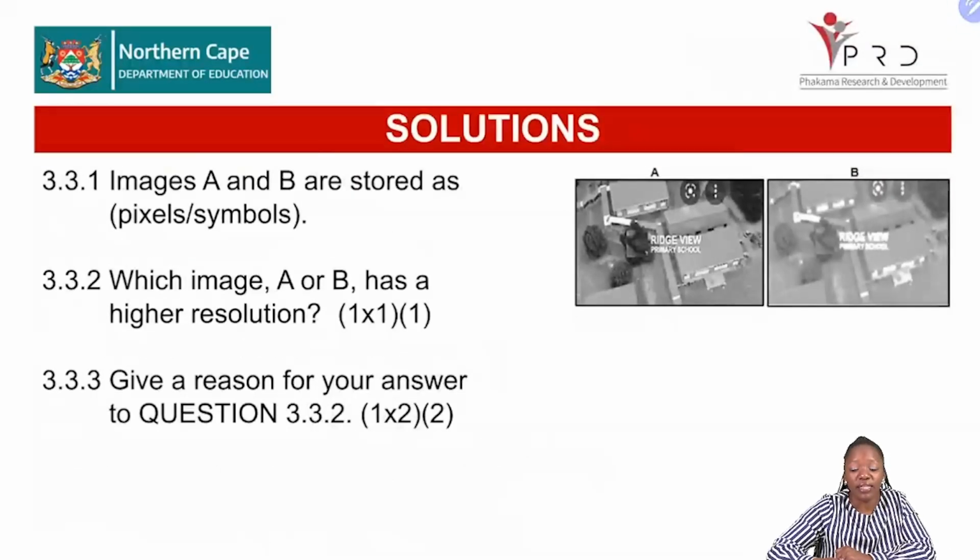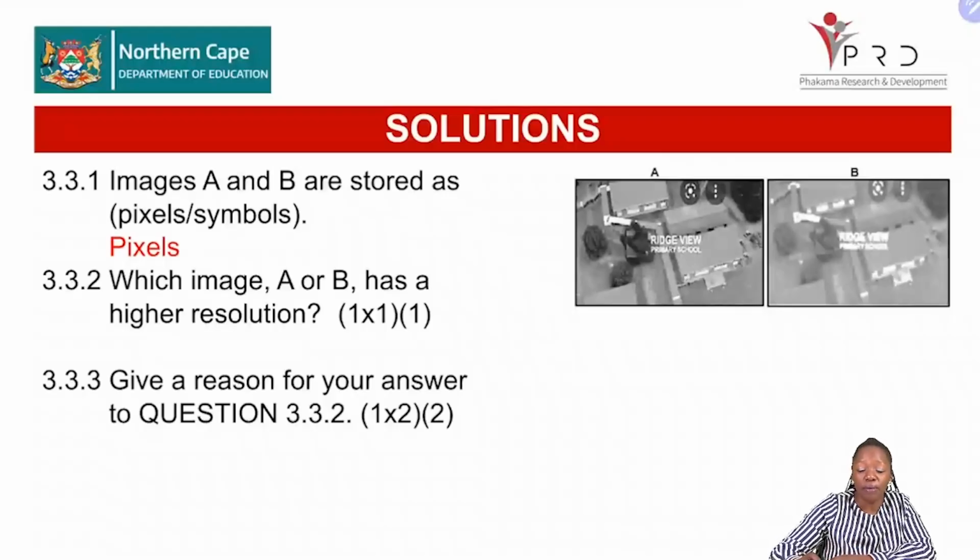Right, looking at our first question, the image A or B are stored as pixels. You will remember that if it was a symbol, they were going to put S as in the topographic map, because it represents the school. So they are stored as pixels because you can identify without even looking that it is a school.